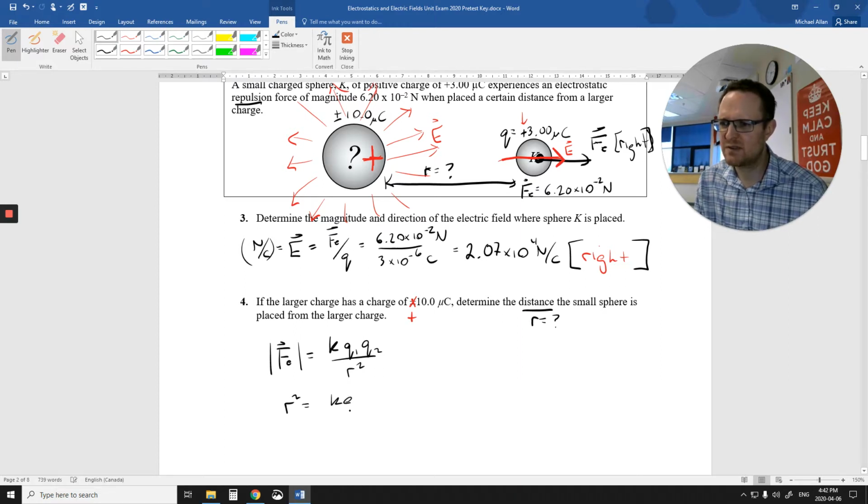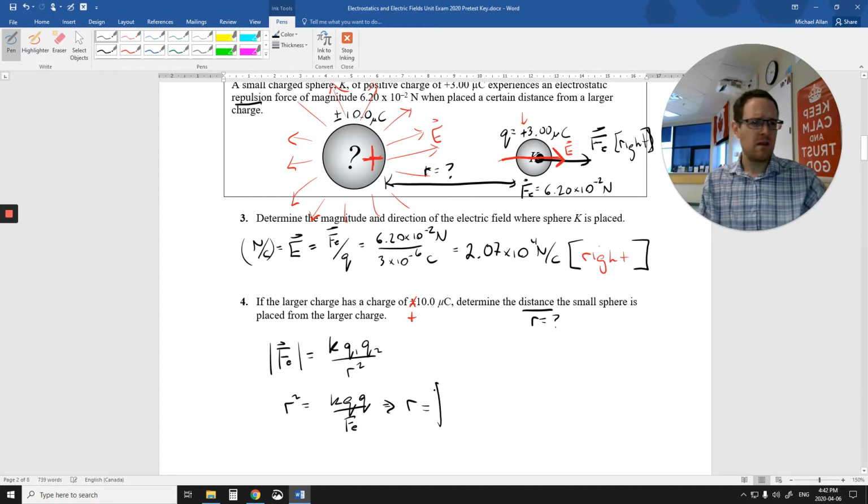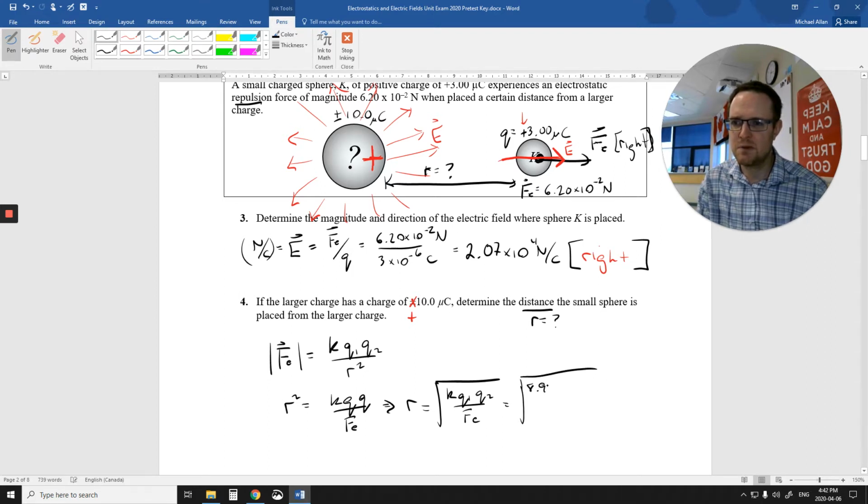So I'm going to rearrange this for R squared to start off with. Then we're going to take the square root to get R by itself. So R squared equals K Q1 Q2 over F e. Okay, so we've got all these numbers and we just plug them into my calculator. I'll just write them out. Remember, our K value is 8.99 times 10 to the 9. There's a bunch of units to it. I'm not too concerned about that at this point.